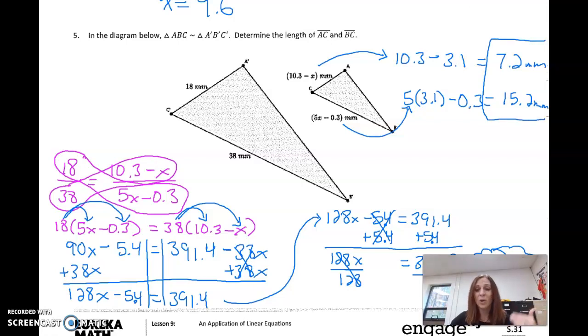So with all of this, guys, I hope you can see that we really have just been adding another step to the top, but it always comes down to simplify each side, gather all your x terms up on one side, and then it's just a two-step equation that hopefully is becoming easier for you to solve.